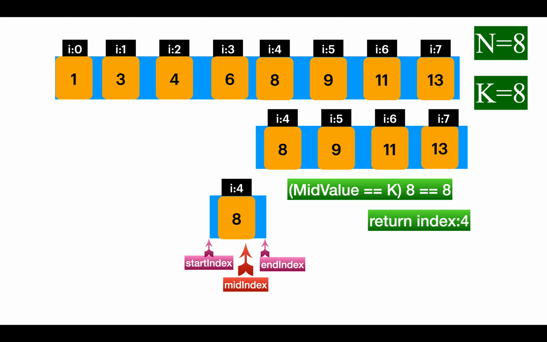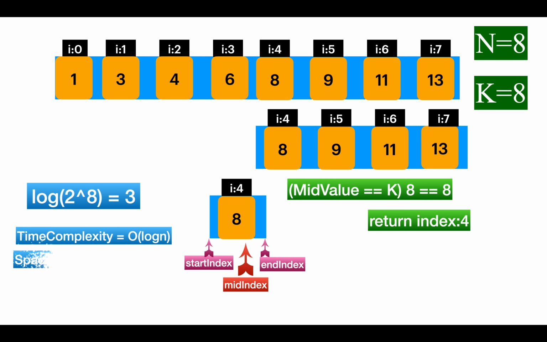So if you see, we have 8 elements. We figure out the solution in 3 steps. So we can represent this as log 8 base 2, which is equal to 3. So the time complexity will be log n, and the space complexity will be constant.